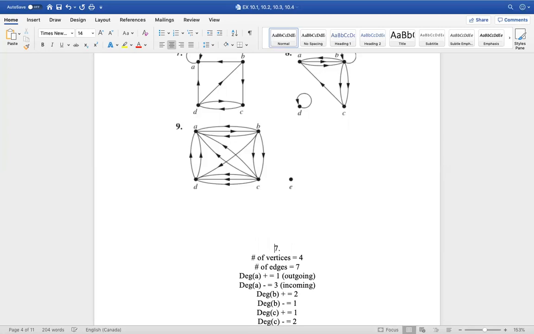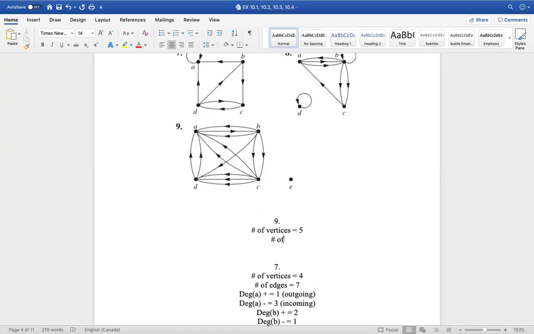Right, let's take another example. Question number 9. For question number 9, we have the number of vertices first of all. As we know, we have number of vertices as 4. Oh, sorry, 5. 1, 2, 3, 4, 5. It's so easy to miss this long one. It seems like a dot.